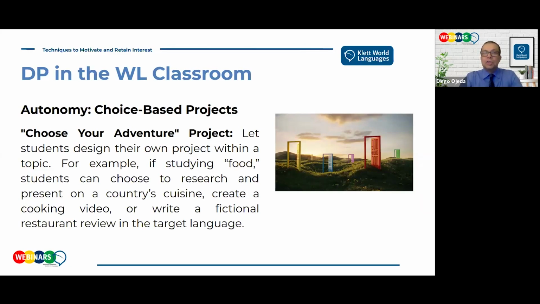We think about choice-based projects. So, for example, choose your own adventure project. So allow them to design their own projects. And this is something that I struggled with at first. I always wanted to propose, even give them, suggest different kinds of projects that they could work on for a specific topic. But one day I thought, why not allow them to come up with their own projects?